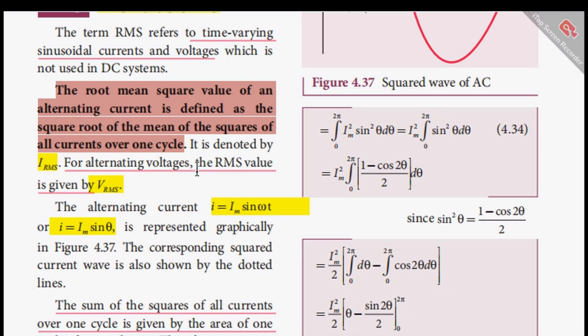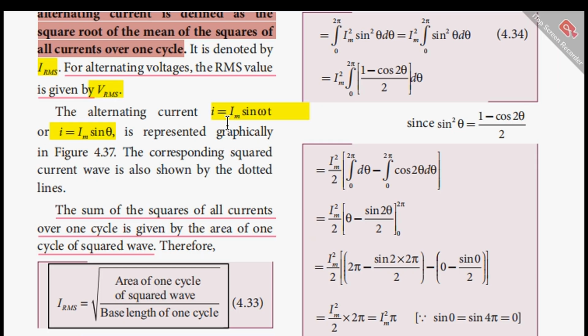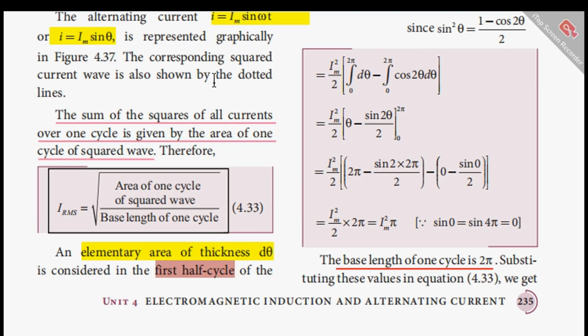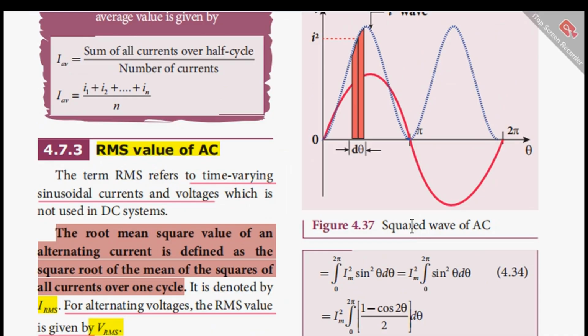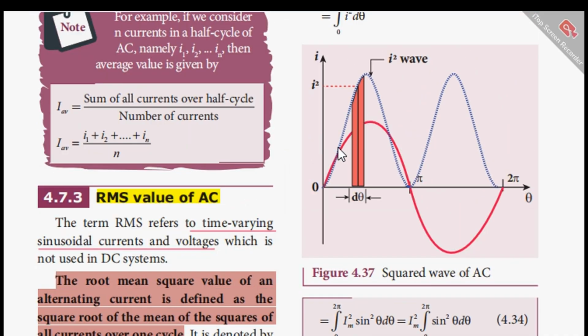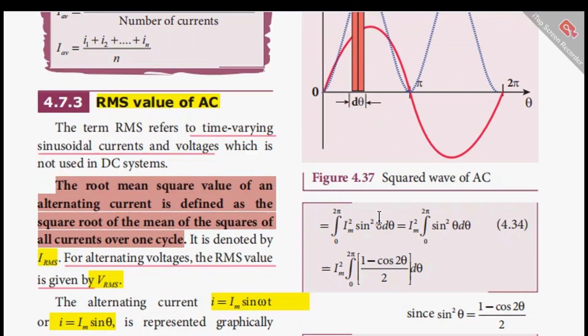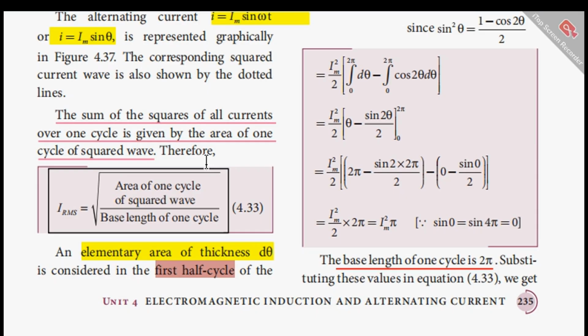For alternating voltages, the RMS value is given by VRMS, and the alternating current is given by i = Im sin ωt or Im sin θ, and that is represented graphically in Figure 4.37. The corresponding squared current wave is also shown by the dotted lines in 4.37 here. So this is the i squared wave, the dotted lines. And the sum of the squares of all currents over one cycle is given by the area of one cycle of the squared wave. Therefore, IRMS is equal to the square root of the area of one cycle of the squared wave divided by the base length of one cycle.